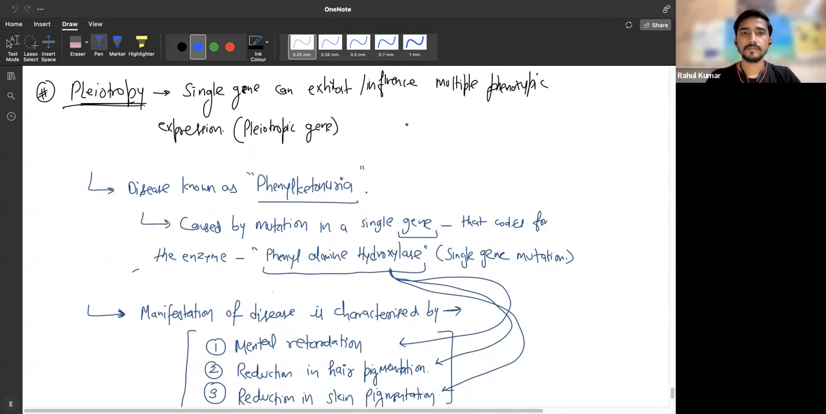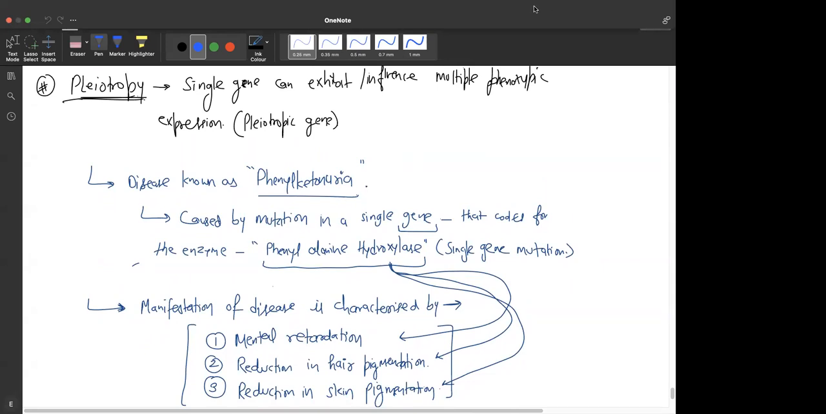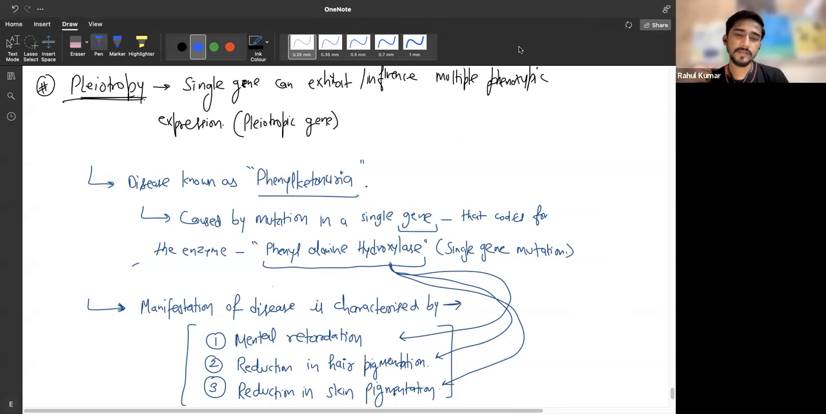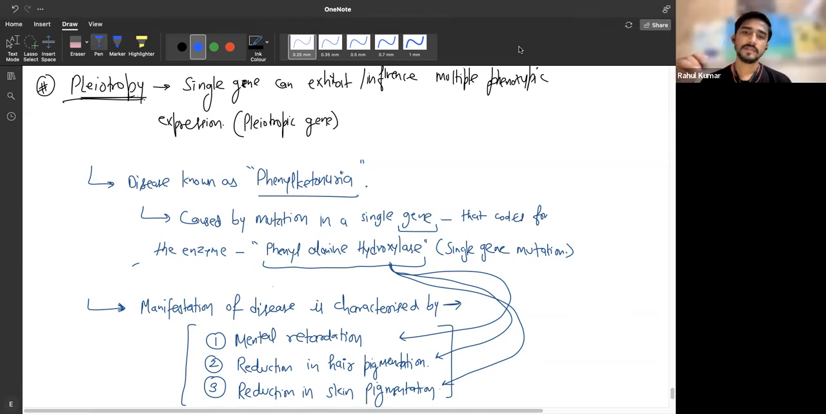And we discussed one example called phenylketonuria. Can you tell me what was this phenylketonuria? It is caused by a mutation that codes for an enzyme. Which enzyme? It is a mutation in a single gene, remember? And I told you, normally we believe that if a single gene is affected, a single trait has to be affected, right? According to Mendel's rules. But here it's not the case. The gene codes for the enzyme phenylalanine hydroxylase.